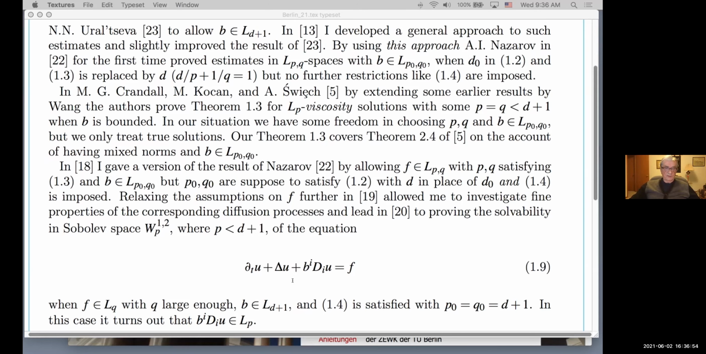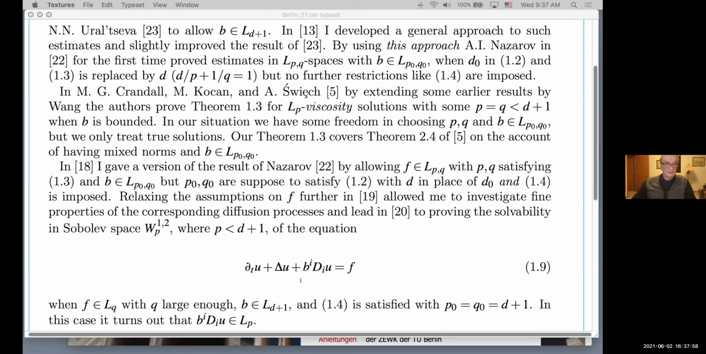And what is generally the difficulty here? If B is only in LD plus 1, then where do you hope to find U? This term is at best in LD plus 1. So your best guess would be U in W12 D plus 1. Okay, U in W12 D plus 1, then the gradient is not bounded for such functions. It's not bounded, then this is not in LD plus 1, and there is no space. If you fiddle around with different spaces here, you will never match the power of summability of this one with this one.